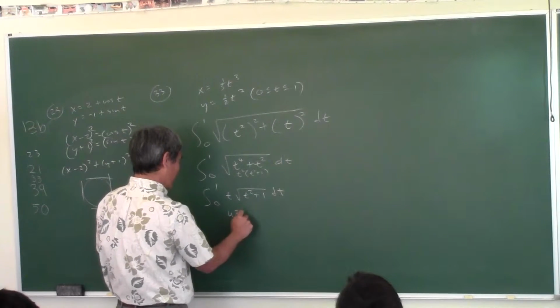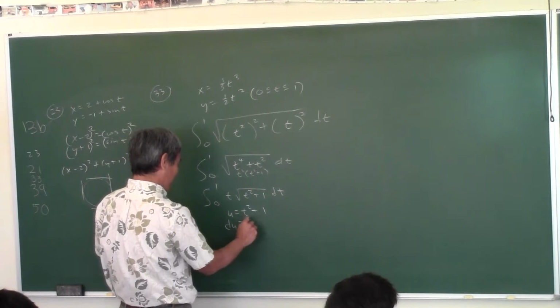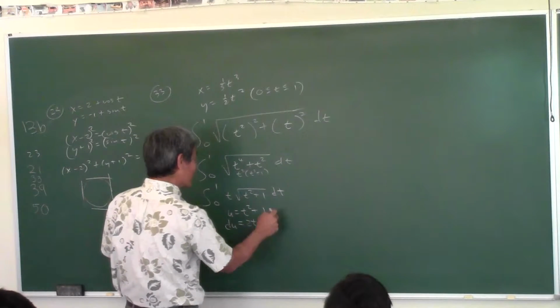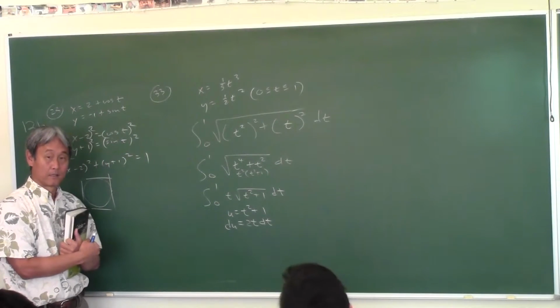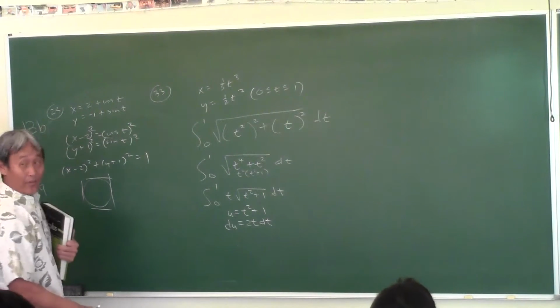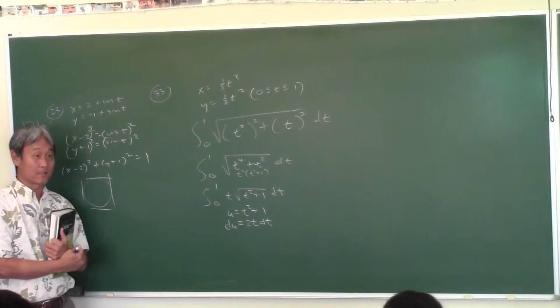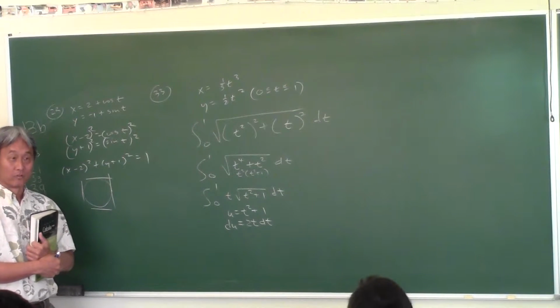You substitute. So u equals t squared plus 1, du equals 2t dt. Yes, you sub. We're supposed to be experts in integrals. And those of you coming to multivariable calculus next year, the very first chapter is integral review.